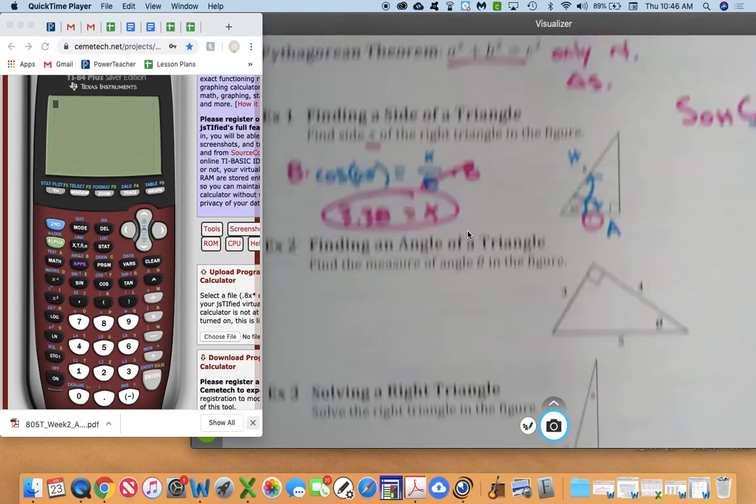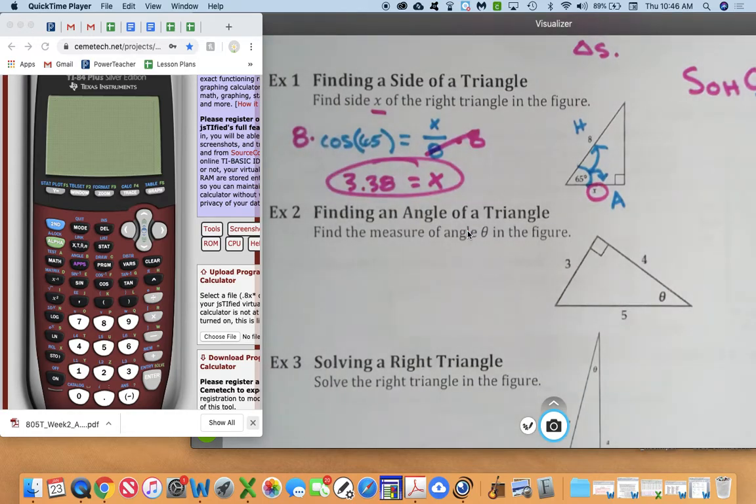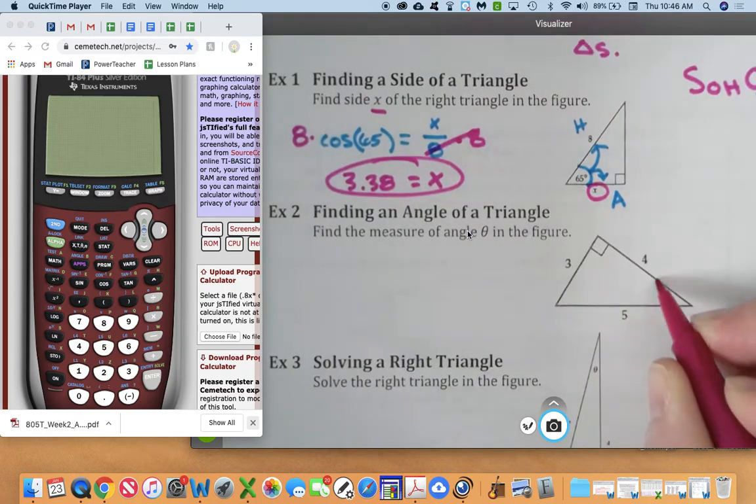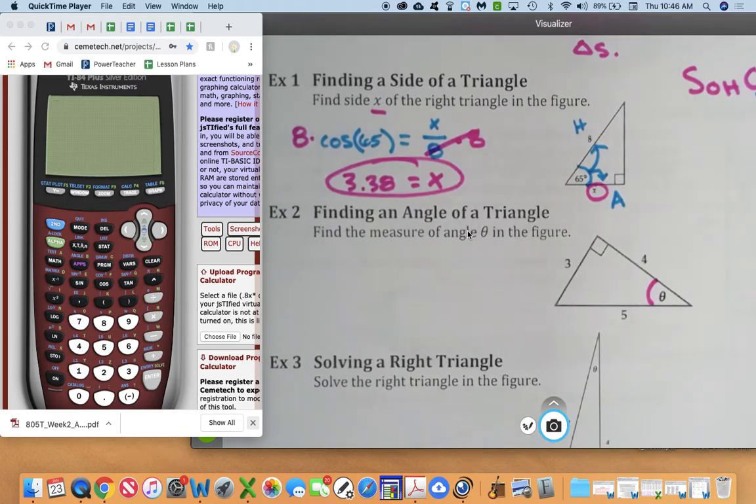Example 2. We are trying to solve for angle theta. Now they give me all 3 sides: 3, 4, and 5. They give you so many things. This one you're just trying to measure angle theta. You don't have to solve for everything. I only need 2 of the sides. Which 2 sides do you want to use?